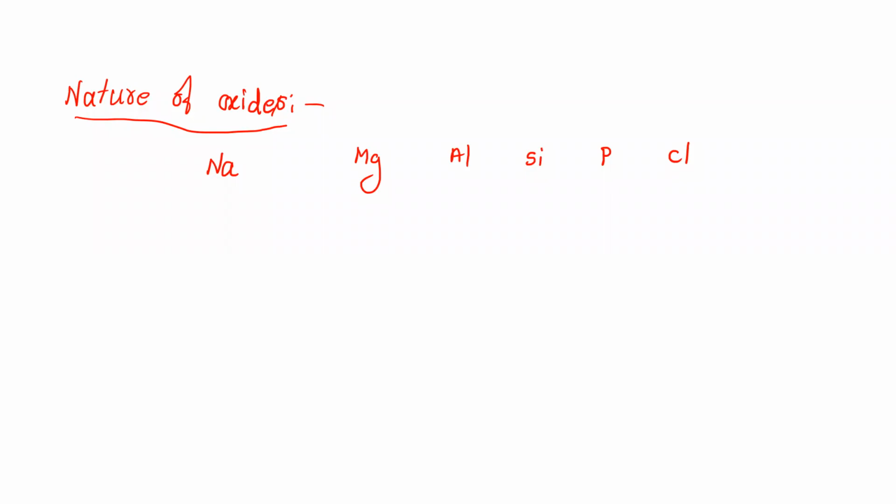One point I want to give. Metallic oxides are basic in nature. More metallic means more basic. As you told, sodium is more metallic. So this will form oxide of the type Na2O. This will form MgO, Al2O3, SiO2, P2O5, Cl2O7. So according to their valencies, they form different types of oxides.